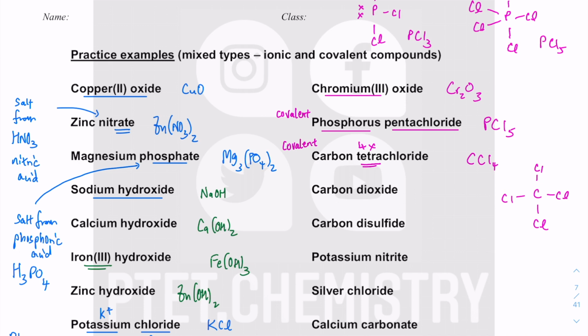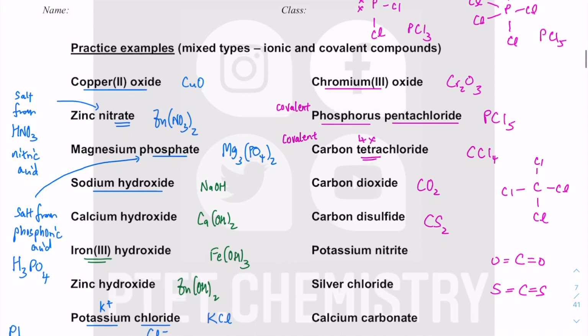Okay. Carbon dioxide, that's just CO2. Carbon disulfide, that's CS2. You can hopefully relate CO2 from the structure and bonding, and this is how CS2 looks, because sulfur is just below oxygen in the periodic table.